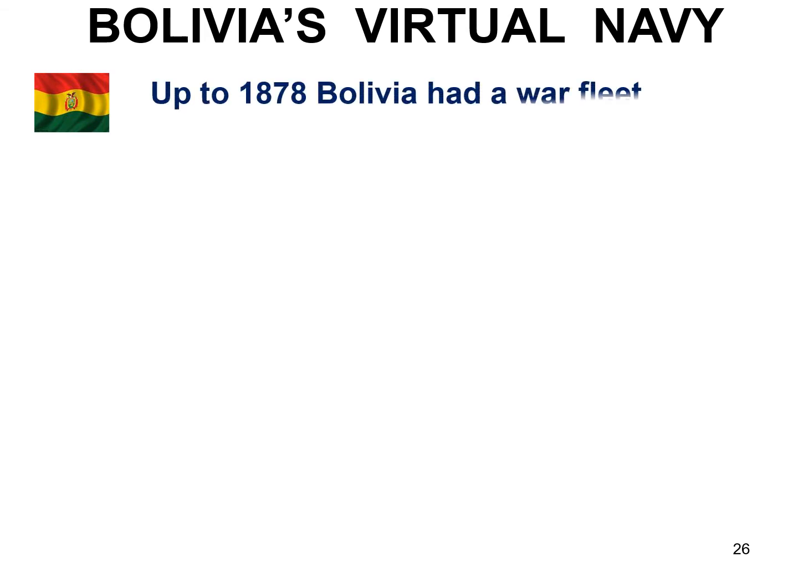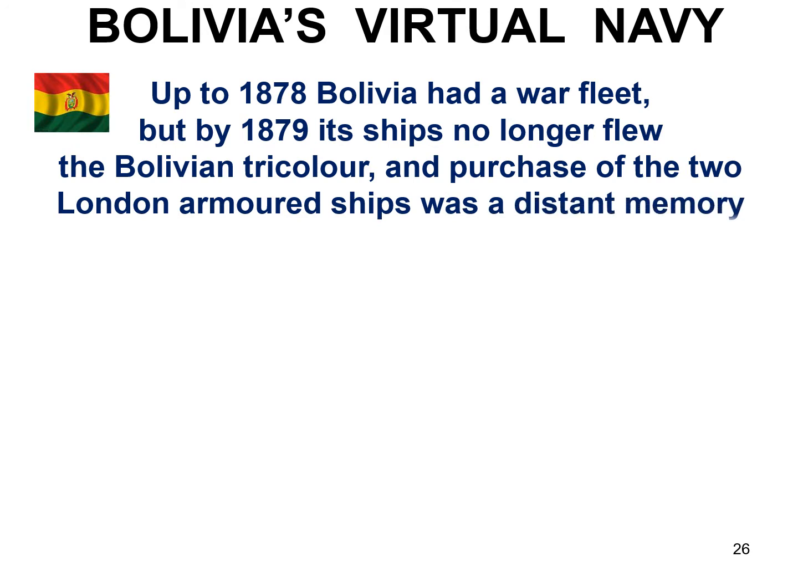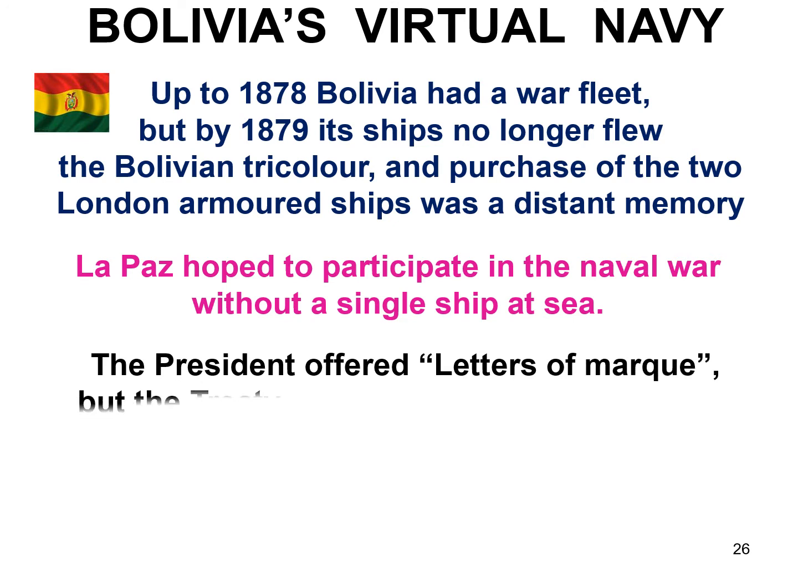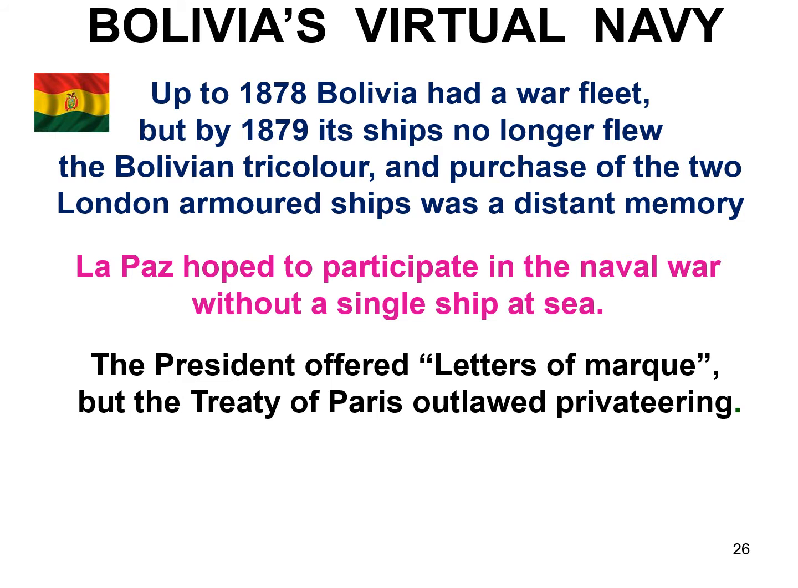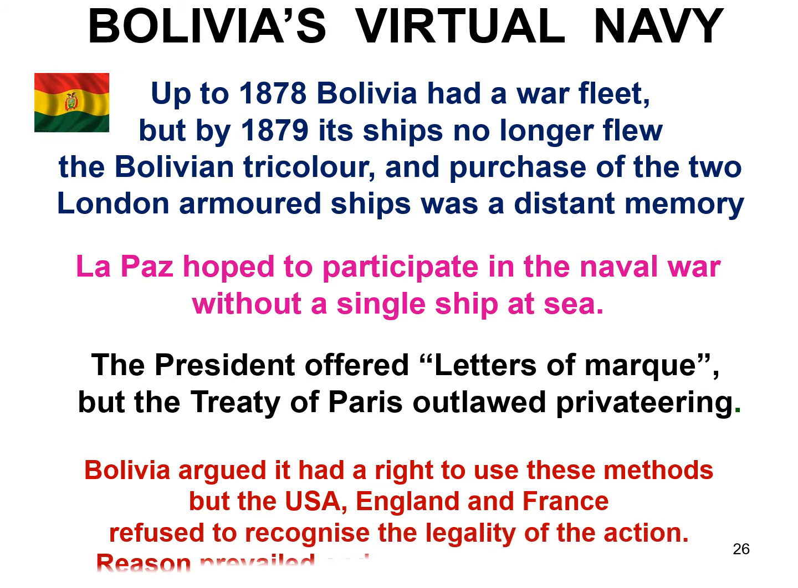Up to 1878, Bolivia had a war fleet. But by 1879, its ships no longer flew the Bolivian tricolour, and purchase of the two London armoured warships was just a distant memory. The government in La Paz hoped to participate in the naval war without a single ship at sea. The president offered letters of marque, but the Treaty of Paris outlawed privateering. On this point, Bolivia argued it had the right to use these methods, but the USA, England and France refused to recognize the legality of the action. Eventually, reason prevailed and the act did not take place.